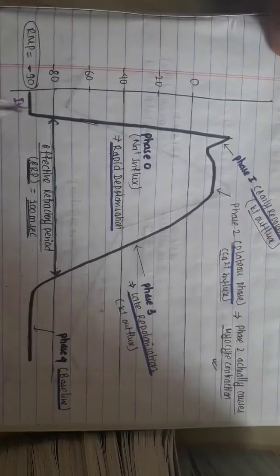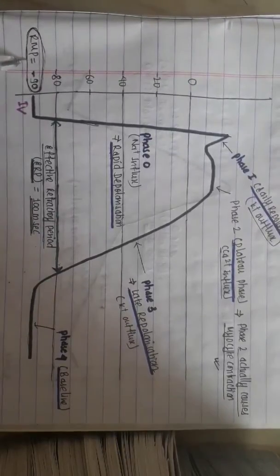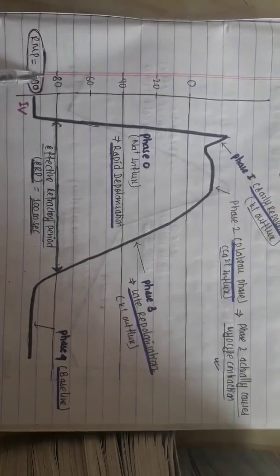So stay with me. To know about the antiarrhythmic drugs, first of all, we should know about the action potential of a cardiac myocyte and also the action potential of the pacemaker cell. We are going to study the action potential of a cardiac myocyte first. The resting membrane potential of a cardiac myocyte is minus 90 millivolt. That is the baseline resting membrane potential.